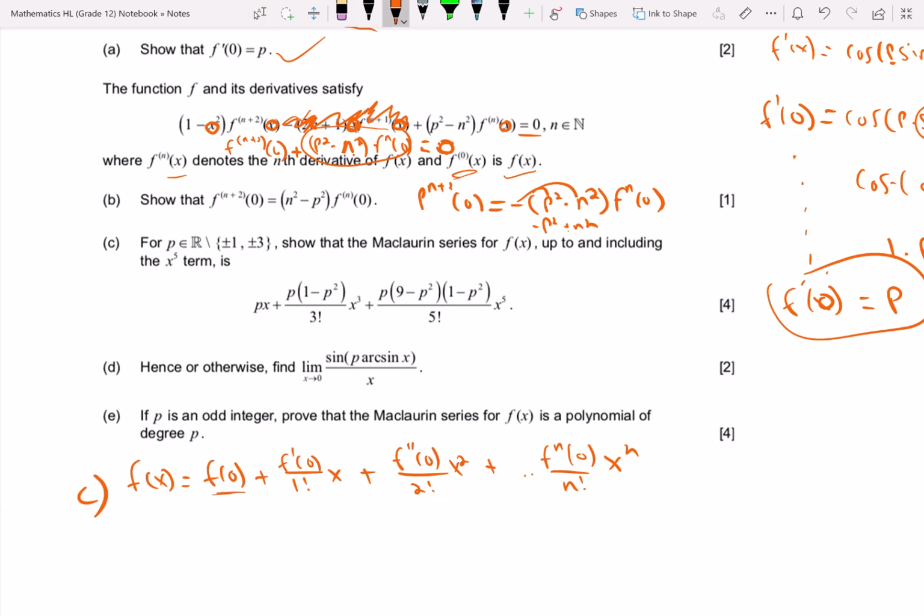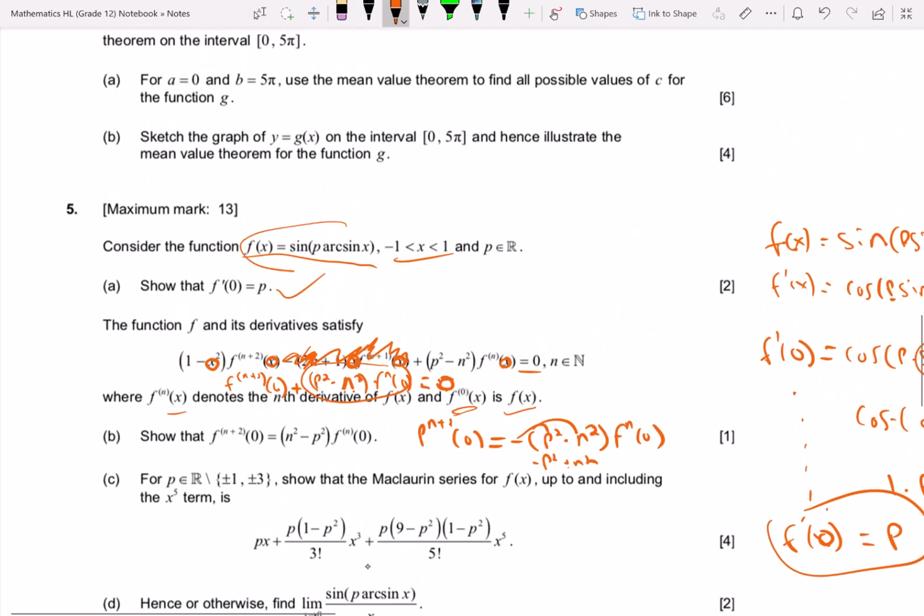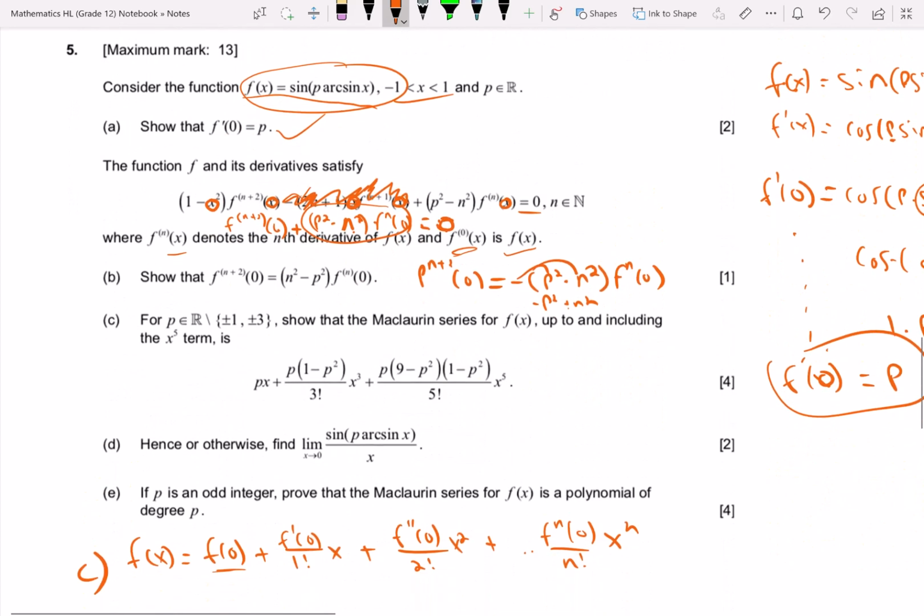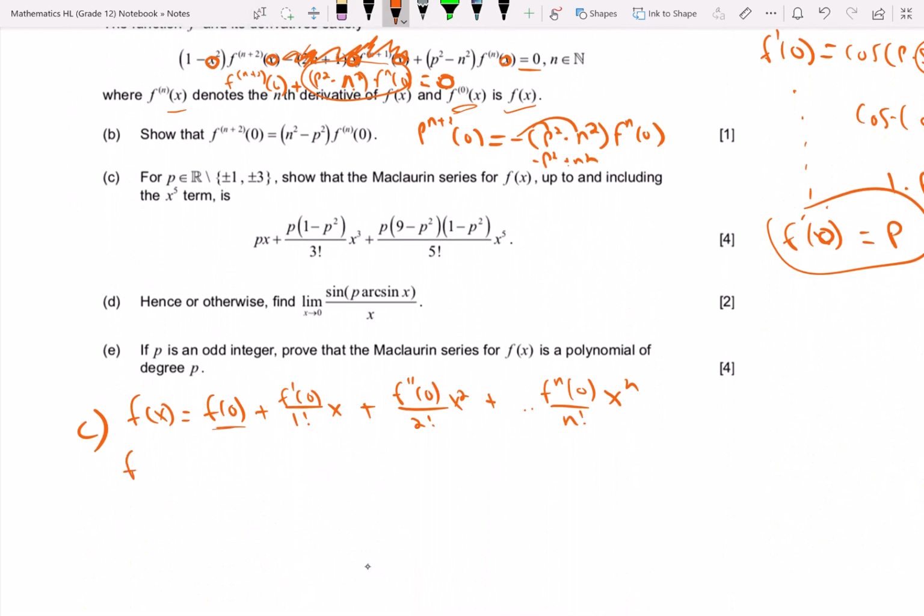Right, so we need to find what is f of 0. In order to do that, you go up here, you plug in 0, right? So arc sine of 0 is 0. p times 0 is 0. Sine of 0 is 0. So this one is just 0, right? So this function could be defined as 0.